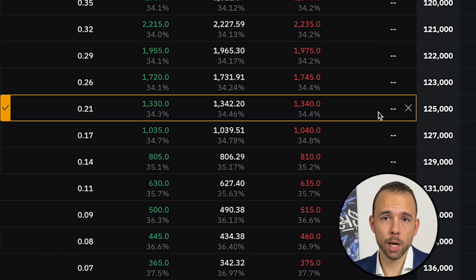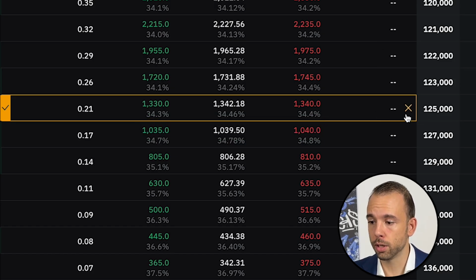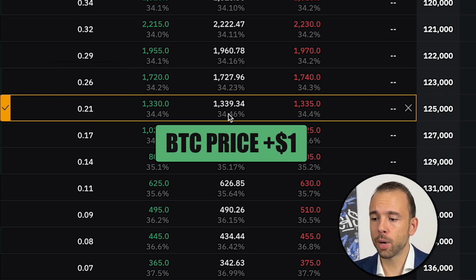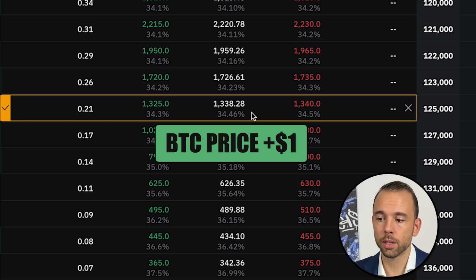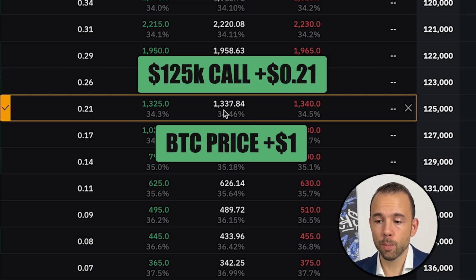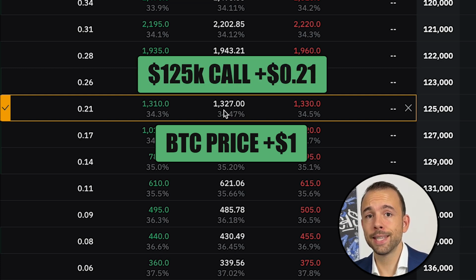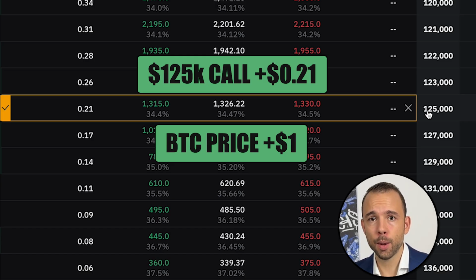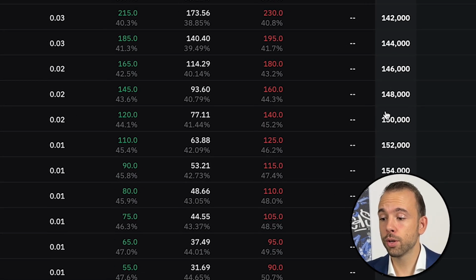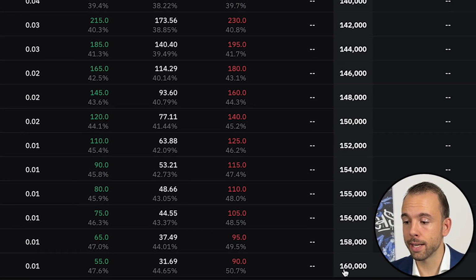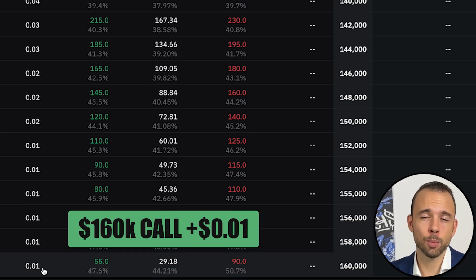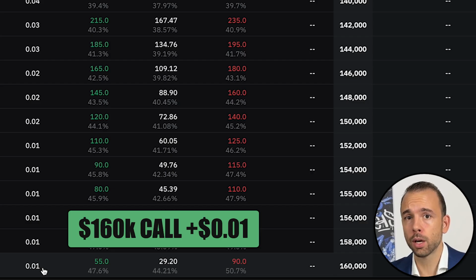If we take a look at the strike price of $125,000, we can see that the delta is equal to 0.21. In this case, if the price of Bitcoin increases by $1, the price of this option will increase by $0.21. As you can see, strike prices that are far away from the current market price are less affected by the price increase of Bitcoin. For example, the strike price of $160,000 has a delta of 0.01. That means the price increase of Bitcoin by $1 will affect the option price only by 1 cent.